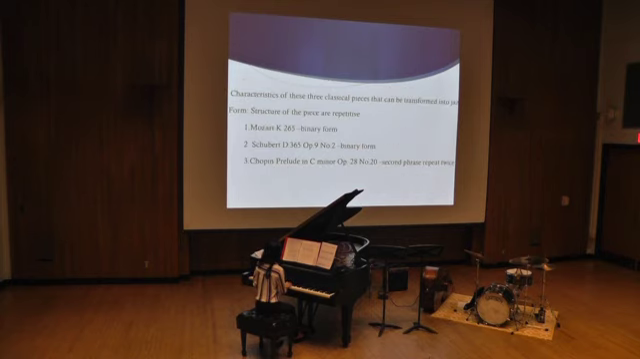Okay. And then the form, as you can see from these three pieces, they're all repetitive. Mozart is a rounded binary form, and Schubert is also a binary form. And Chopin, although it's a little different, you can see the B section repeats twice, so you can also see it as a two-part form.